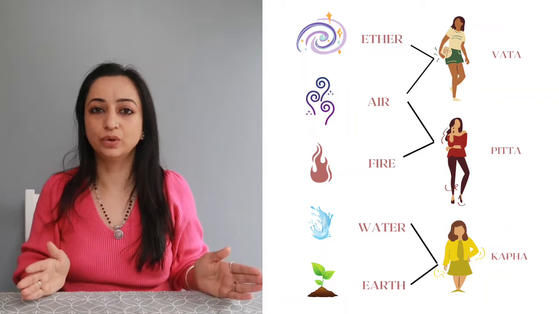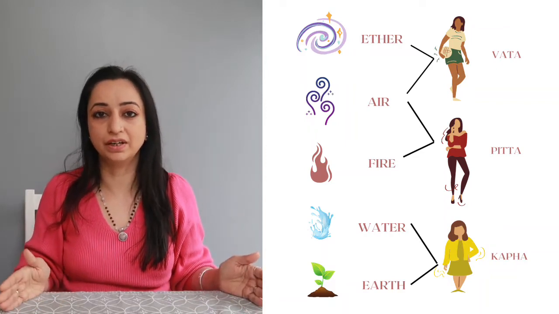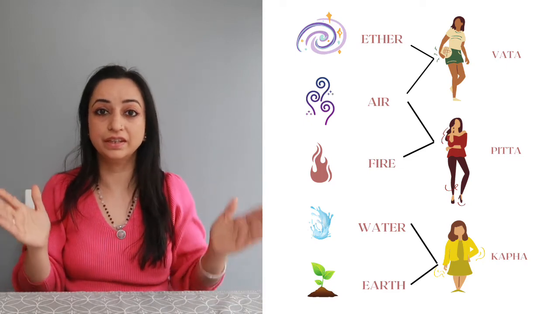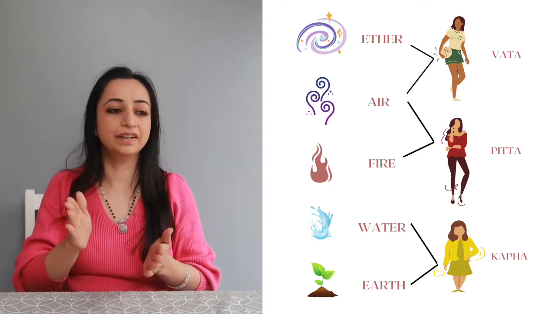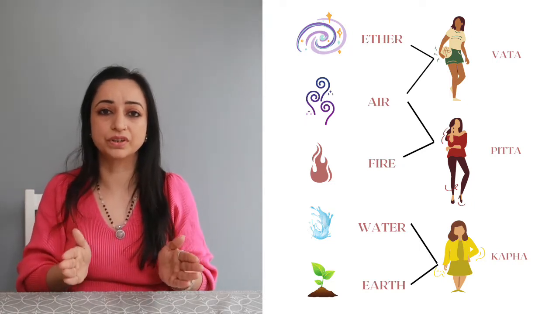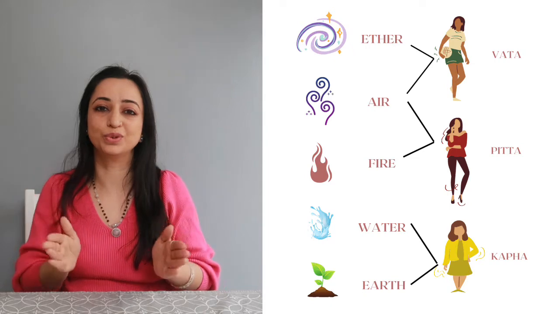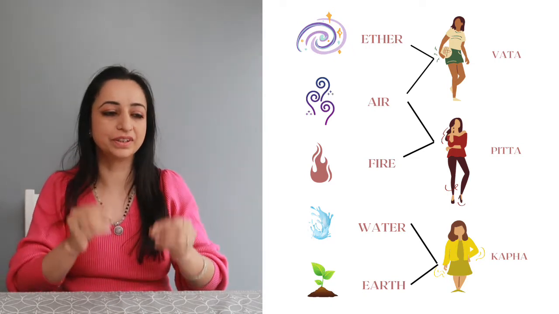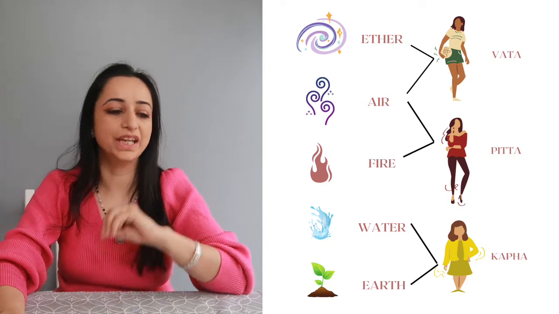So we are also made out of those 5 elements, but in different proportions. Someone may have more fire in them, someone may have more earth in them, someone may have more air in them. And so these 5 elements have been derived into 3 main energies, and they are called the doshas: vata, pitta and kapha. So vata is the combination of ether and air, pitta is the combination of fire and water, and kapha is the combination of water and earth. And we're going to discuss these doshas now in detail.